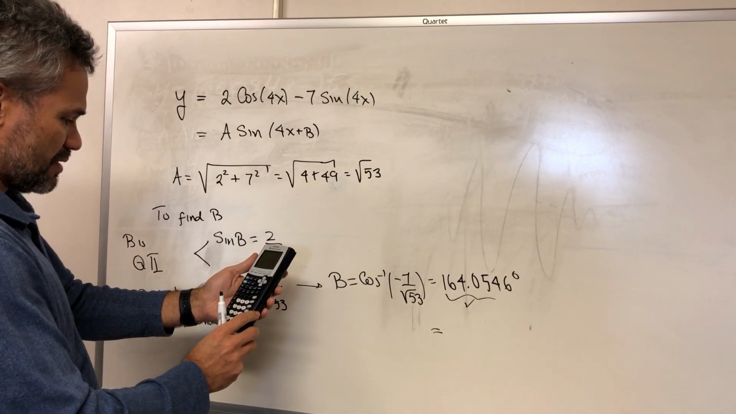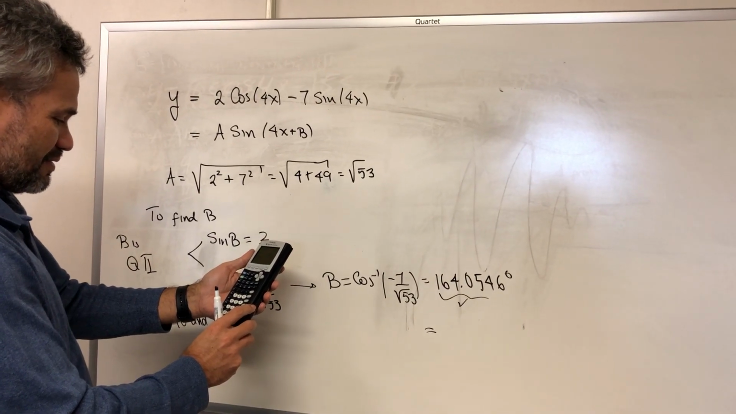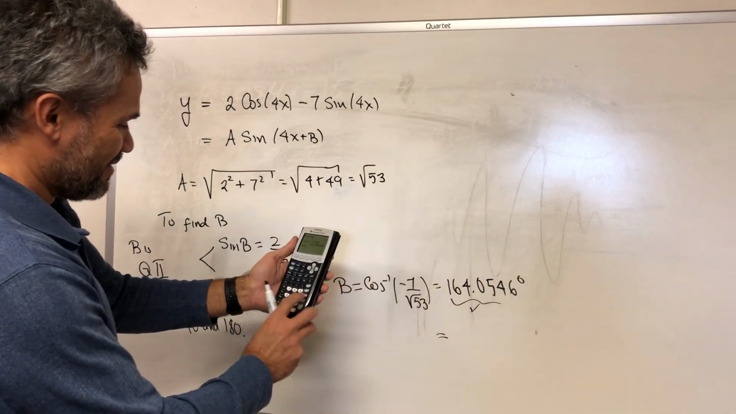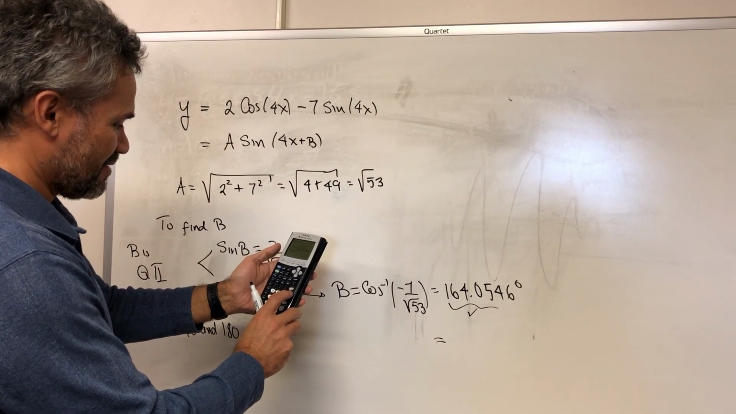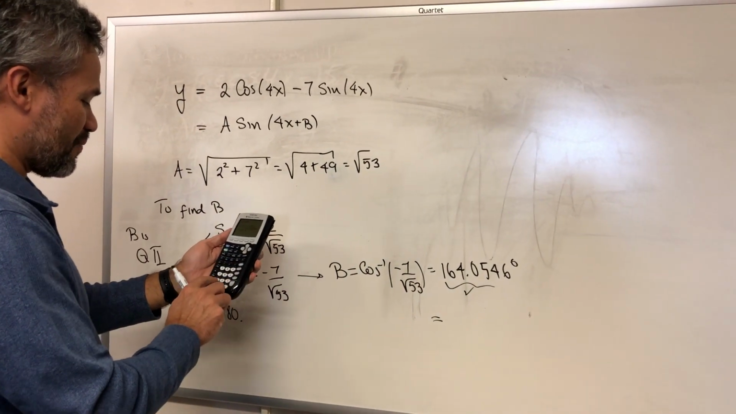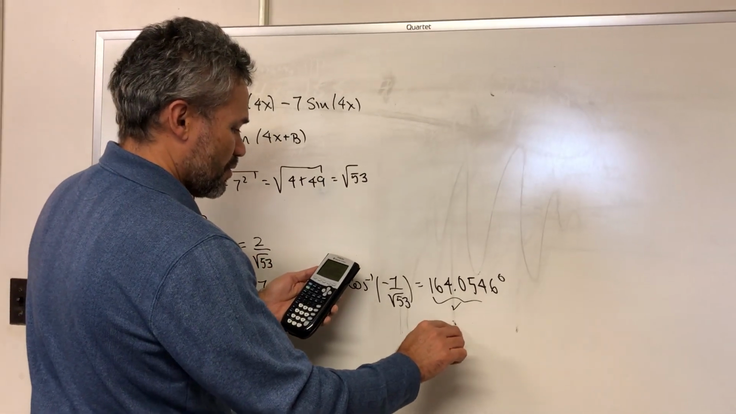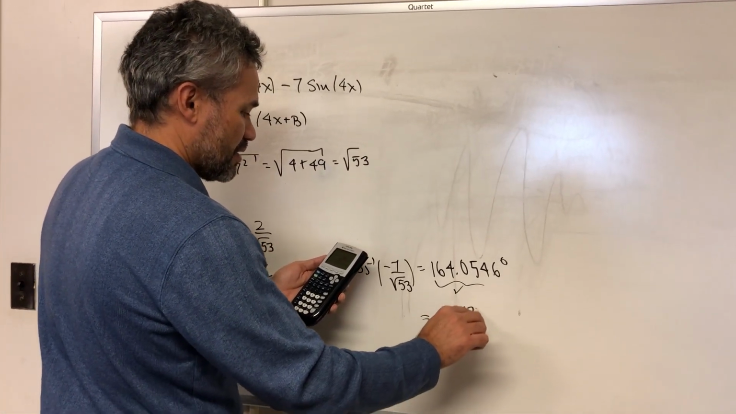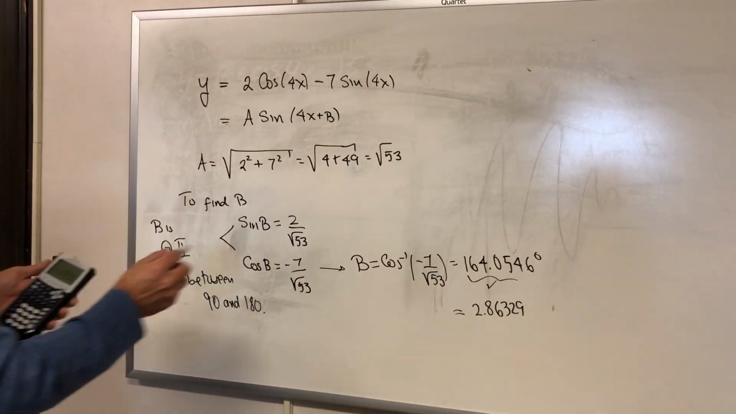Where is pi here? Press second, right there, and over the top, pi. Pi divided by 180. And then we get 2.86329 radians. That means that we already have a and b.